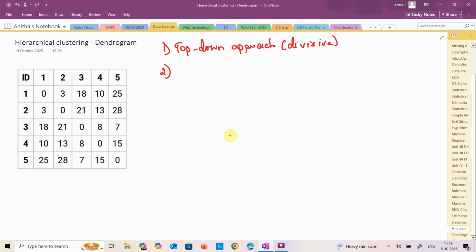The next approach is called the bottom-up approach. In the bottom-up approach, each data point belongs to a single cluster initially, and in every iteration two clusters get merged based on some criteria. Finally all data points belong to a single cluster. The other name for this is agglomerative clustering.